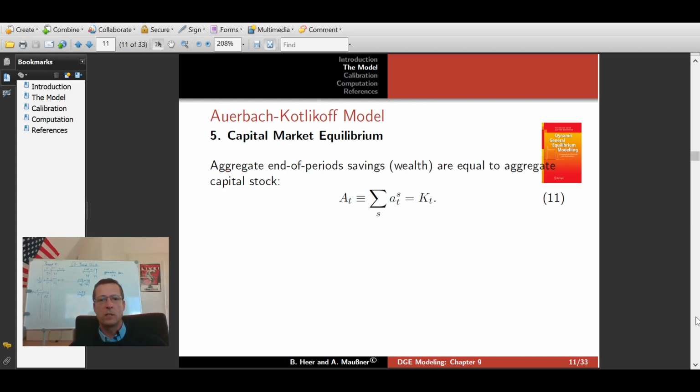So in capital market equilibrium, the total savings is equal to the aggregate capital stock. So we have savings a_st of the s-year-old. We sum up all the savings from s equal to 1 to s equal to 80. These are equal to aggregate savings, and since the only asset in our economy is capital stock, total savings must also be equal to total capital stock. That's the capital market equilibrium.